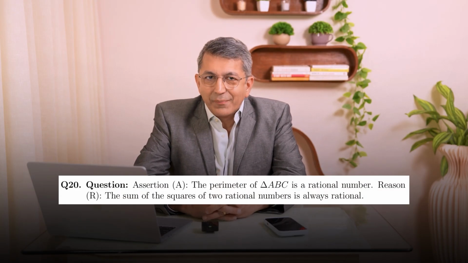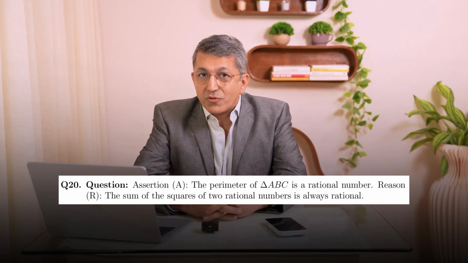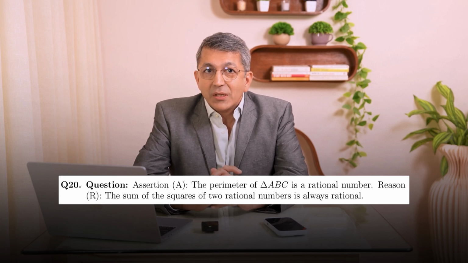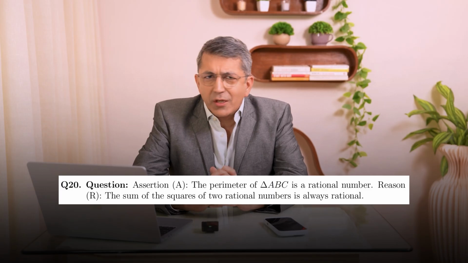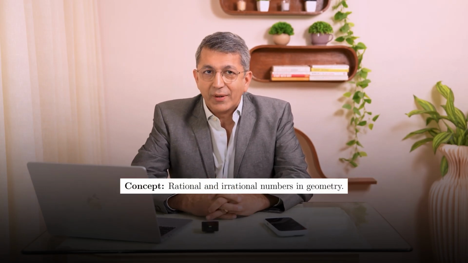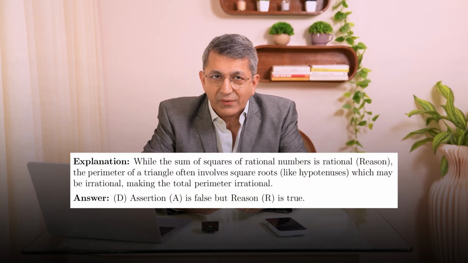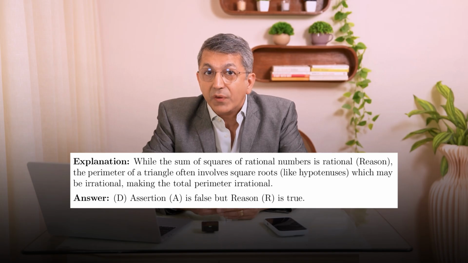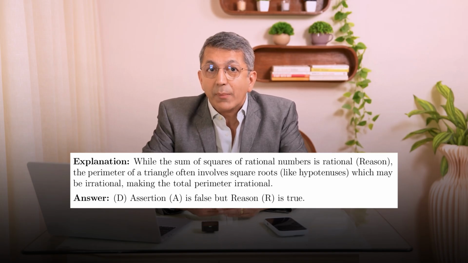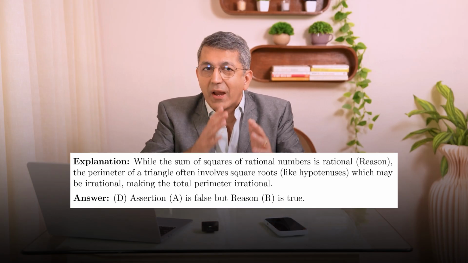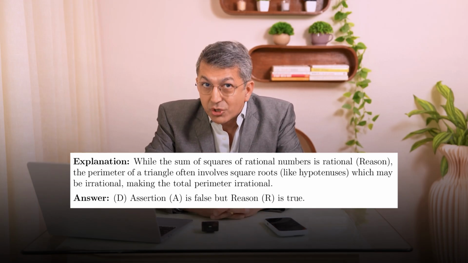Question 20. Assertion A. The perimeter of triangle ABC is a rational number. Reason R. The sum of the squares of two rational numbers is always rational. Concept, rational and irrational numbers in geometry. Explanation. While the sum of squares of rational numbers is rational, the perimeter of a triangle often involves square roots like hypotenuses, which may be irrational, making the total perimeter irrational. Answer D. Assertion A is false, but reason R is true.